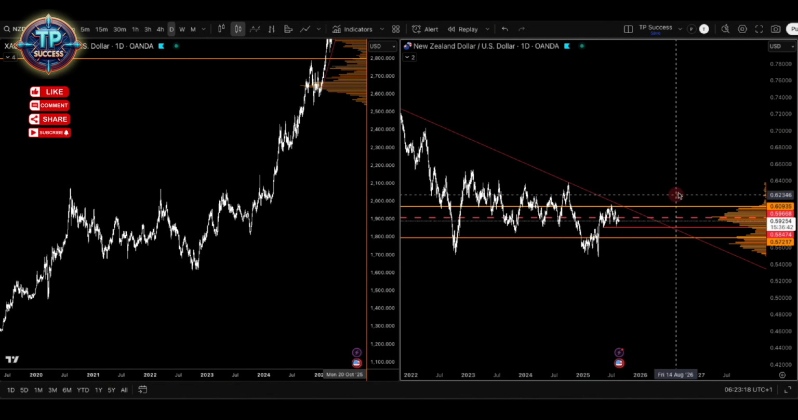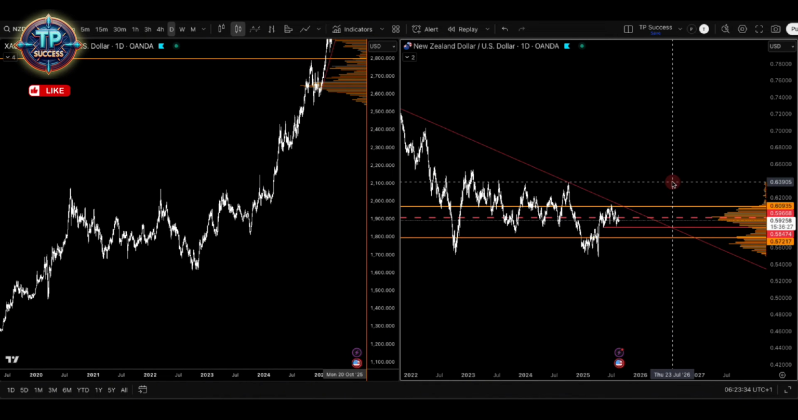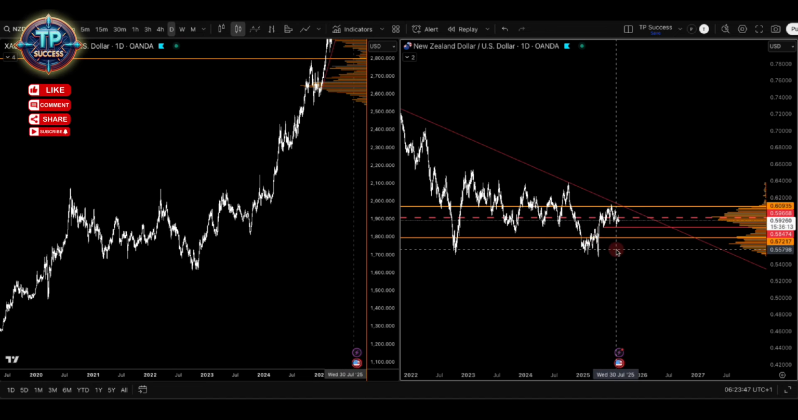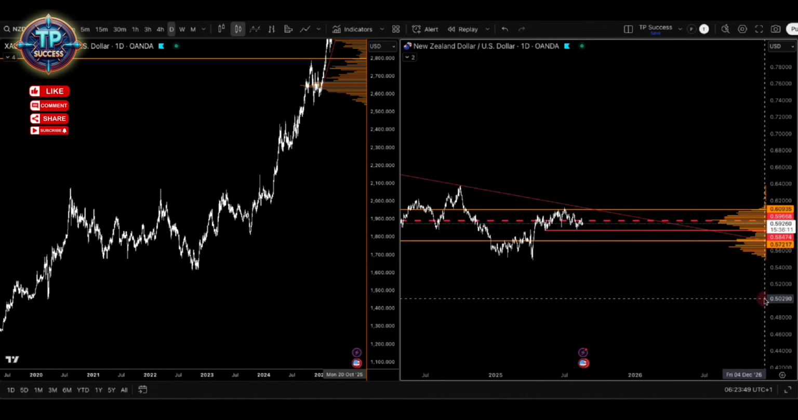So looking for buys would be above 0.61255, or if you want to be absolutely certain, you're looking for 0.63905. Closes above these two levels, you can look for your longs. In terms of what price is doing in this area, this is basically self-explanatory.